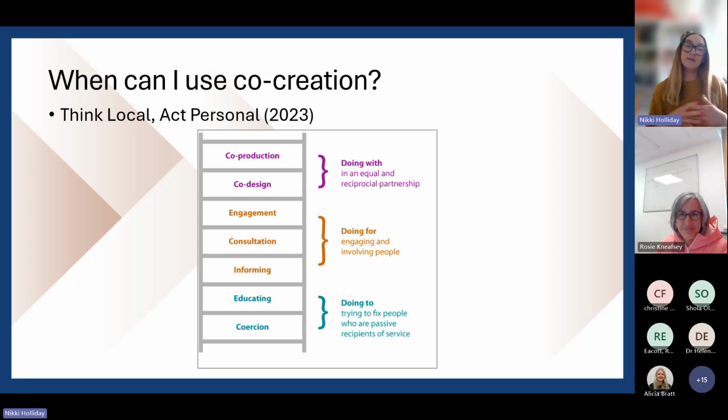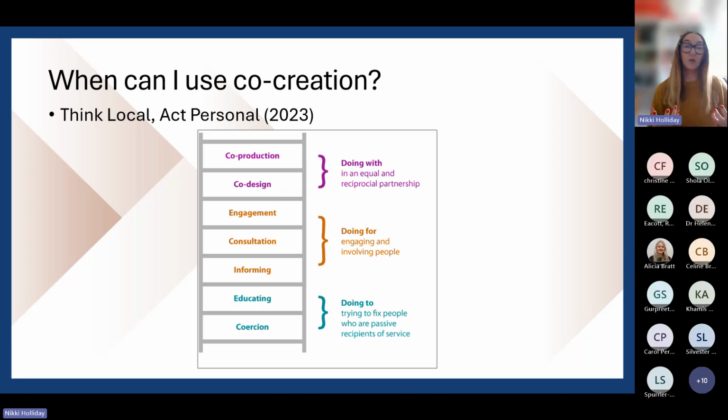And then as we move up the ladder, we can engage people, we can consult with them, we can inform them about things. So this is getting a bit better. We're starting to engage and involve people and seek their feedback, but it's at a relatively surface level compared to co-production and co-design, which is where co-creation fits in, where we're looking to do things with people in an equal and reciprocal partnership. So we're not just interviewing them and going away and analysing those results in isolation. We're really involving them in our data collection or our service development or whatever it is we're doing with our co-creation.